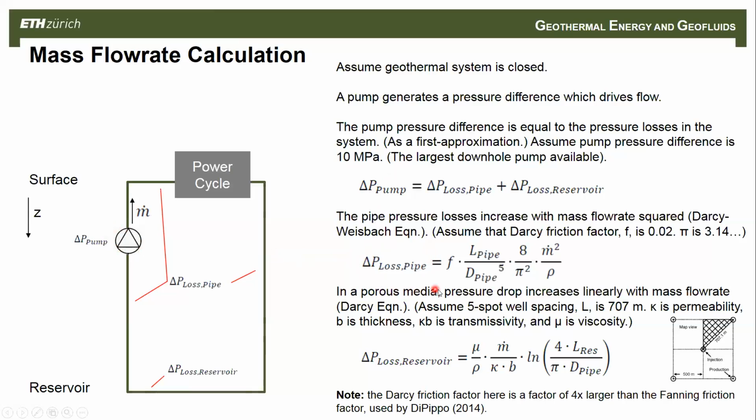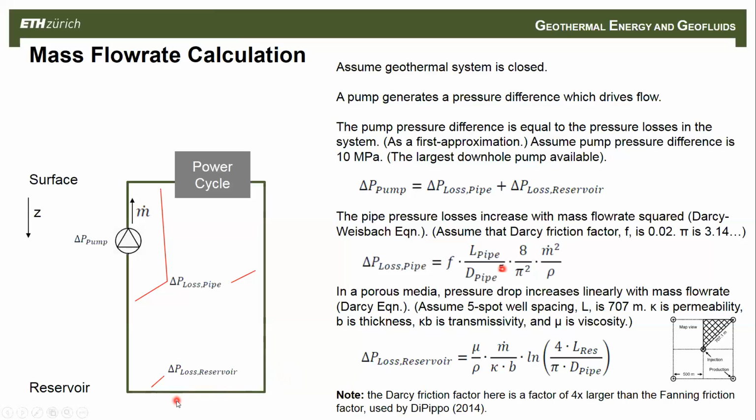The pipe losses, this is a Darcy-Weisbach equation. The pipe losses are equal to the friction factor, which is just assumed 0.02 for you, times the length of whatever pipe you pump it through divided by the diameter of the pipe to the 5th power, times 8 over pi squared, times the mass flow rate squared, divided by the density of the fluid you're pumping, in this case just water.